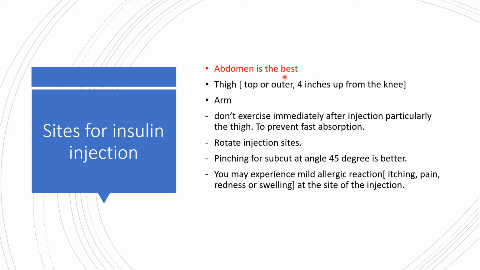The abdomen is the best site for injection of insulin. You may decide to use the thigh, particularly go for the top outer quadrant, 5 inches off from the knee. You may use the arm, but don't exercise immediately after injection, and don't fling that arm immediately after. Why that? We have to prevent fast absorption.